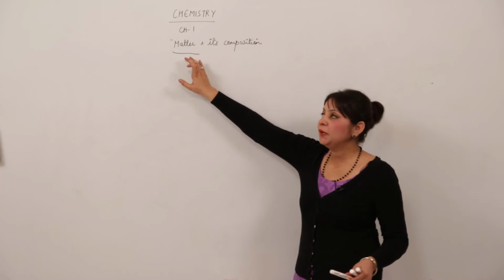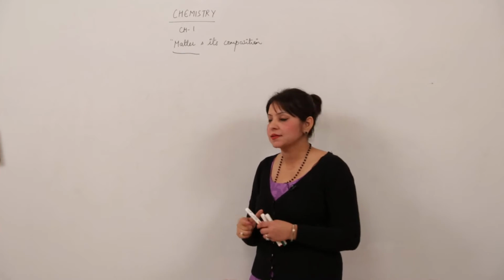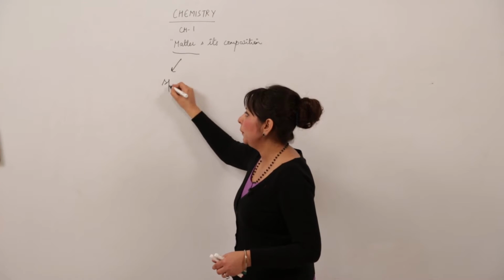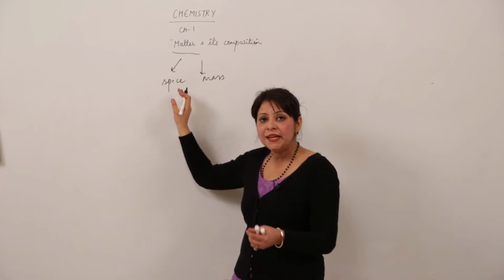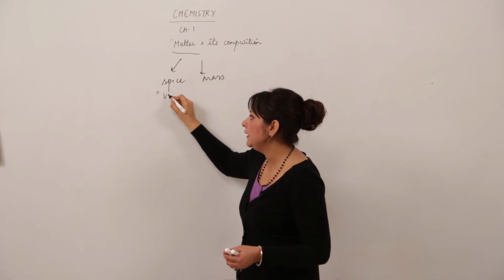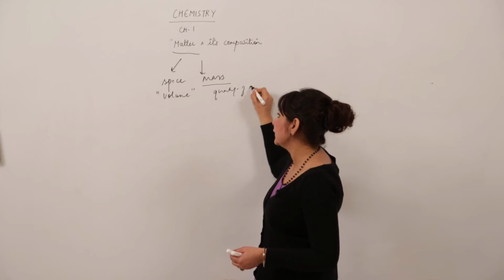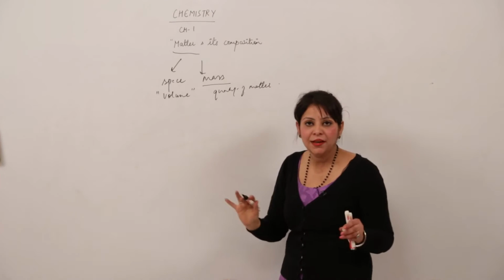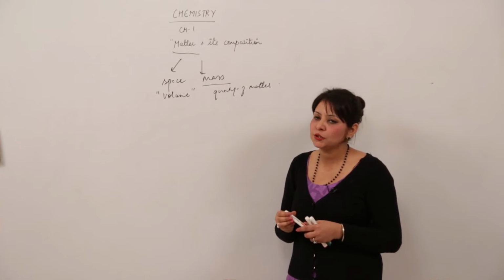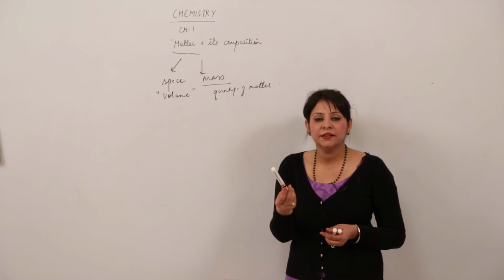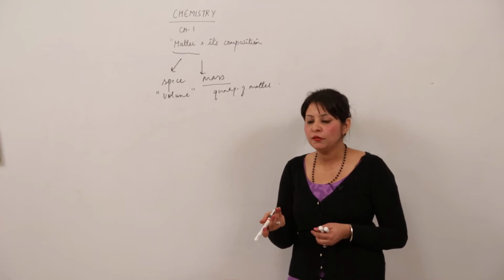Now we are taking up the topic matter and its composition, and before we do that we should know what actually matter is. Anything that occupies space and has mass is called matter. If anything which we use occupies space, that means it has certain volume, and mass means it has the quantity of matter in it. So anything which you come across which occupies space when you keep it and has mass also is called matter. For example, this marker, if I keep it, it will occupy space and also has certain mass. So it is also a form of matter.